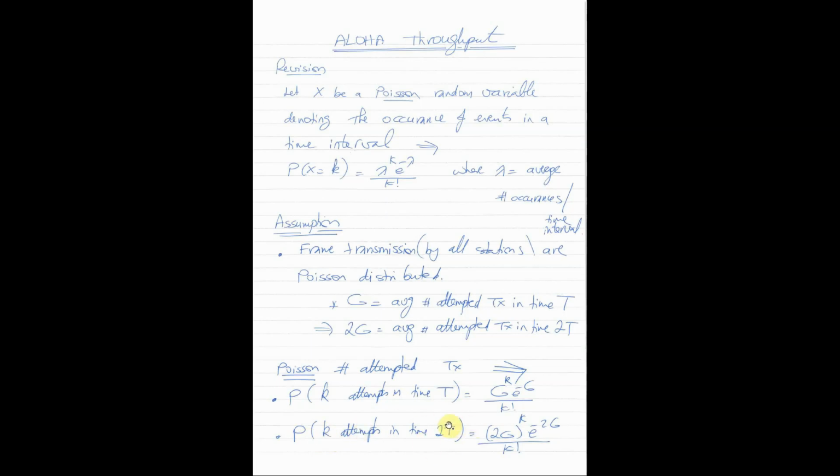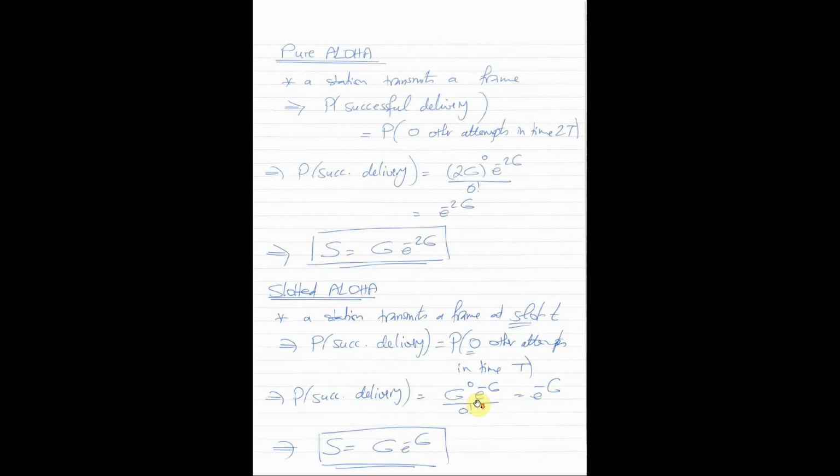Now, this is all basics. Let me recap. We just assumed that the number of transmissions per frame time follows a Poisson distribution. So it's not only random, but it even follows a Poisson distribution. Having said that, we managed to express the probability of having k attempts in time t and the probability of having k attempts in time 2t. Both of them follow the Poisson expression, but lambda is equal to g in the first and lambda is equal to 2g in the second.